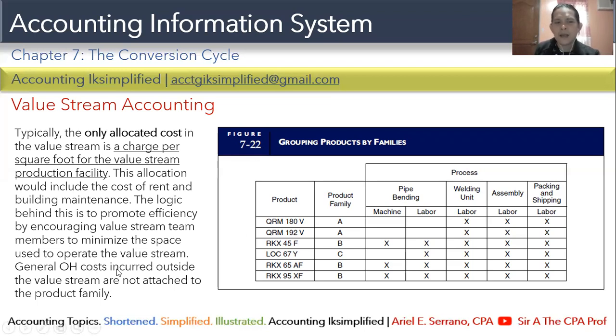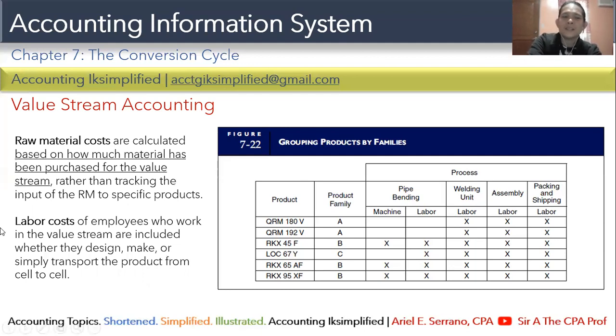General overhead costs incurred outside the value stream are not attached to the product family. So you see here, there are a lot of overhead costs, di ba? Of course. Pero dito sa value stream accounting, we are only allocating the cost of the production facility na ginagamit. Charge per square foot. Because we try to promote efficiency here. And then the other overhead costs are not attached to the product family. So that is the distinction naman ng ating value stream accounting. Sa activity-based, per activity yung ating allocation, based of course on your activity driver para mapunta siya sa cost object. Pero dito, yung allocated overhead mo, very specific, one lang siya. Tapos meron pa tayong distinction dito sa raw materials and then the labor cost.